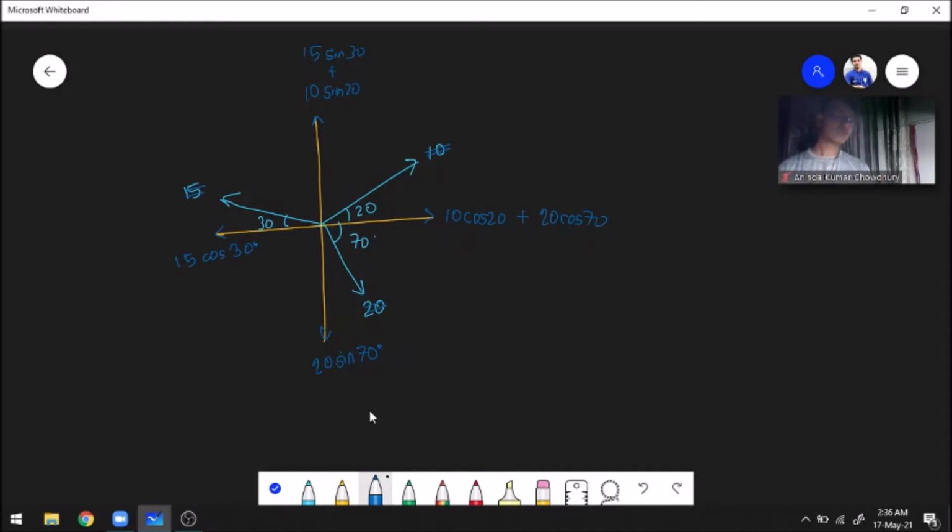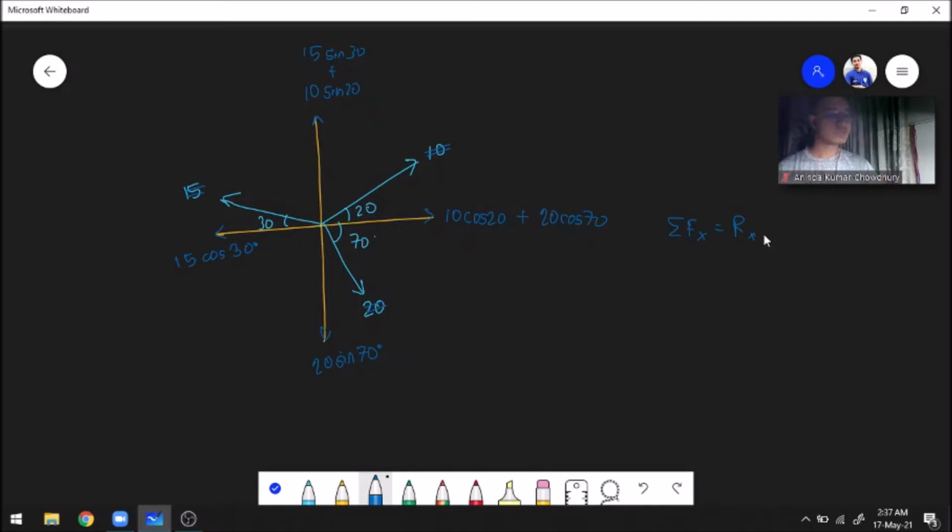So the resultant force is basically the sum of the forces. What we're going to do here is find the sum of the forces in the x direction and the sum of the forces in the y direction. The sum of the forces in the x direction can also be called the resultant force in the x direction. But I prefer calling it the sum of the forces because we are going to add the forces now.